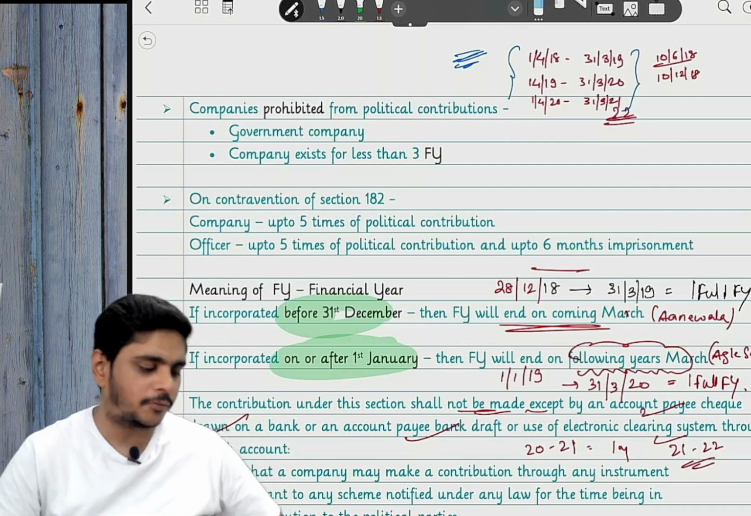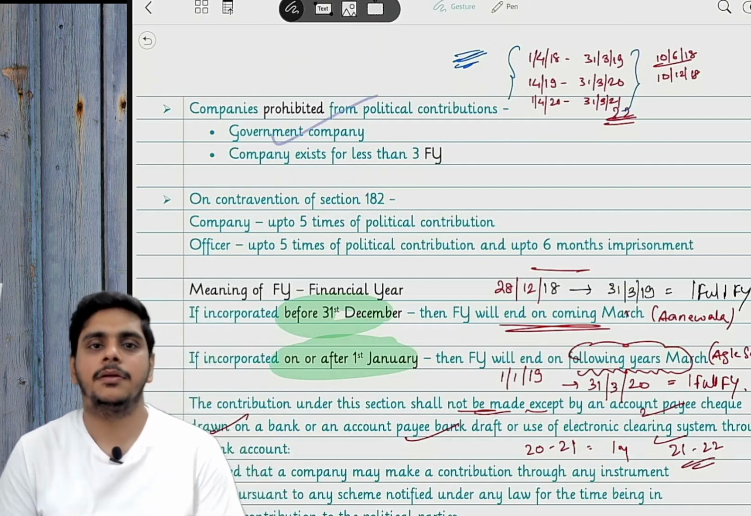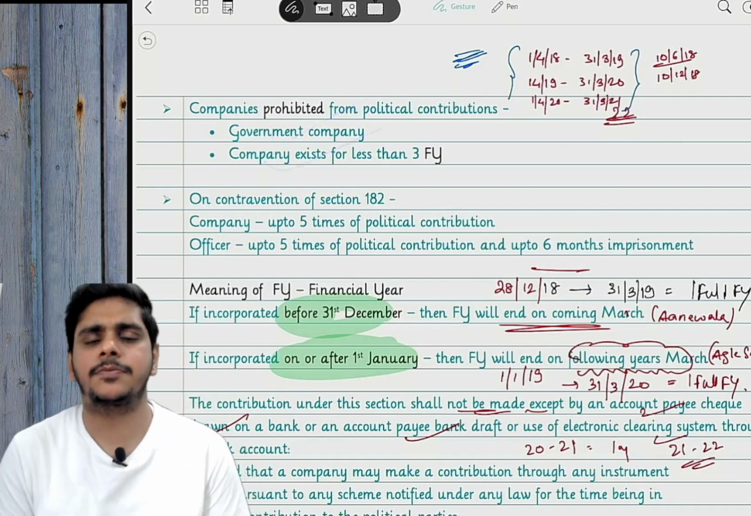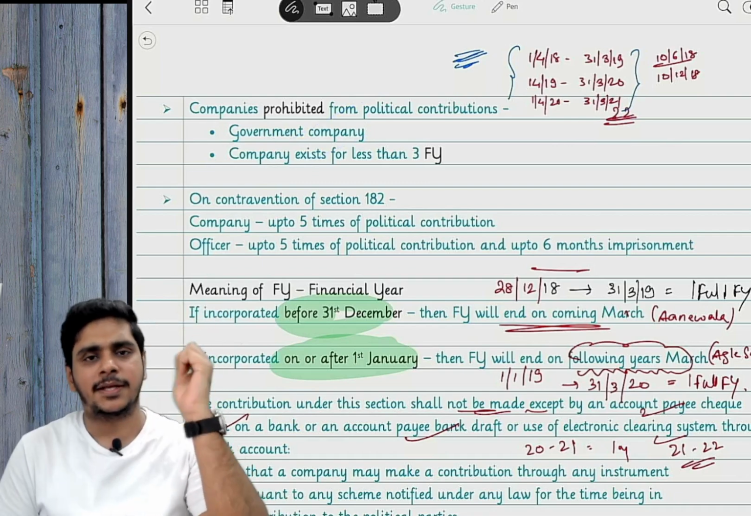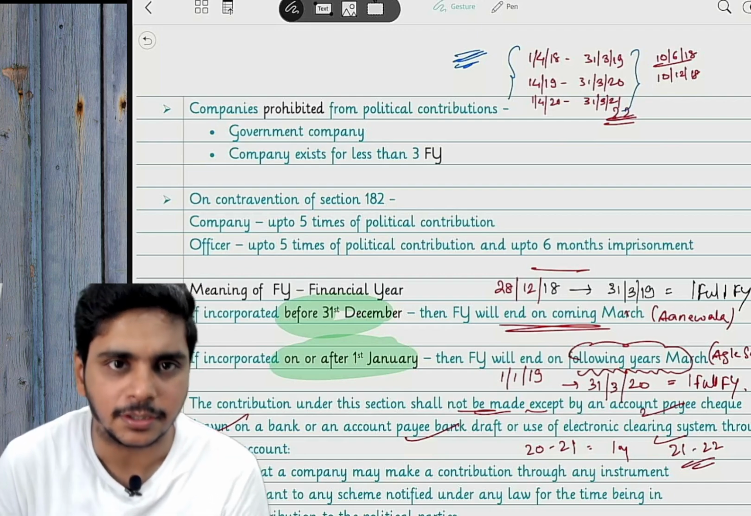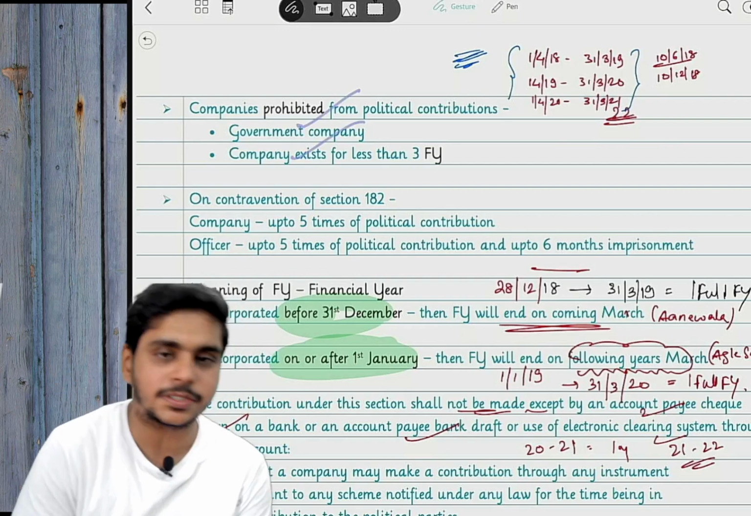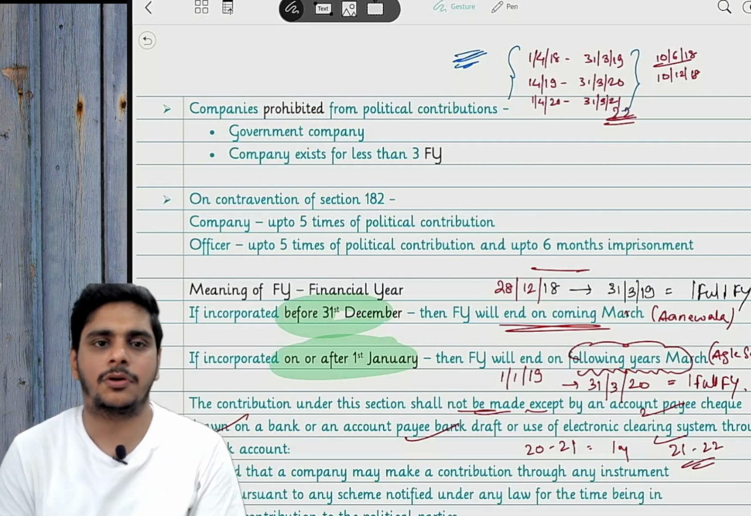Companies prohibited from political contribution: 2 companies are prohibited. Number 1, a government company. Number 2, a company which is in existence for less than 3 financial years. So these 2 companies, a government company and a company in existence for less than 3 financial years, cannot make political contribution.